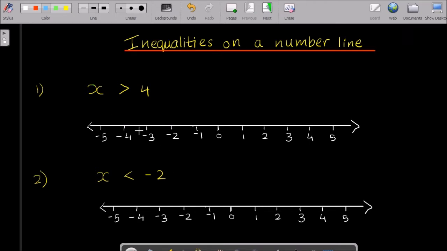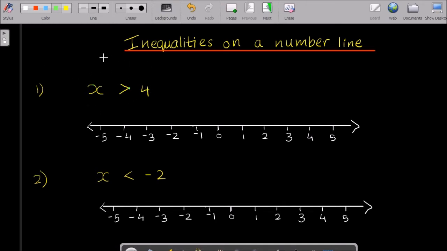Let's get started. Before we get into the number line, I just want to clear out any confusion regarding inequalities. So some people get confused. Is it greater than? Is it smaller than? Or less than? So this pointy bit always points to the thing that is smaller, and the open bit is always pointing to the bit that's greater.